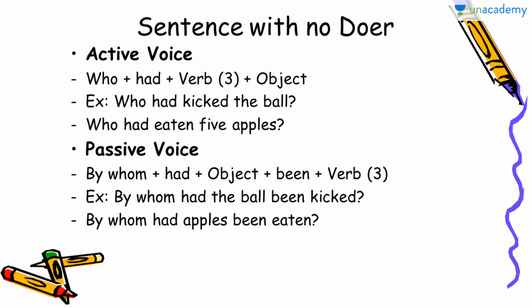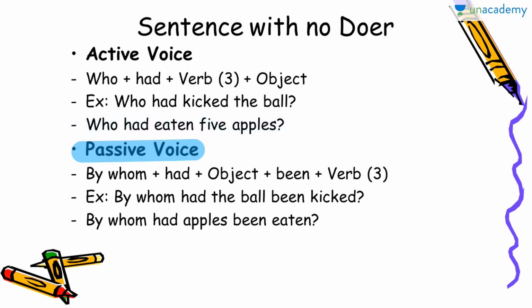At last, we have sentence with no doer, which means we are asking question to know the name of the doer. We want to know who did it, who did that action. In active voice for past perfect tense, sentence will start with who followed by had, verb third form, and then object. For example, who had kicked the ball? Another example, who had eaten 5 apples? So in this manner we will make sentence for active voice.